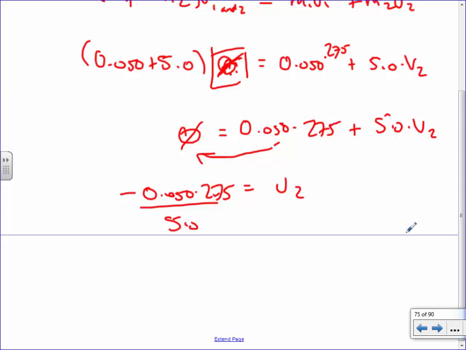0.050 times 275 divided by 5. I got negative 2.75. So, okay. Yeah. So that's the recoil of the gun, like, I don't know, your hand or your shoulder or whatever happens when you shoot.